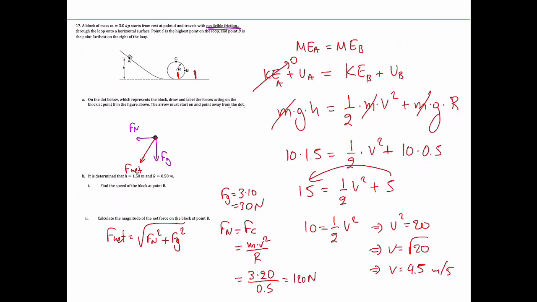And now that we know the value of the force of gravity and the normal force, we can do the Pythagorean theorem, so 120 to the power of 2 plus 30 to the power of 2, this will be approximately 124 Newton.